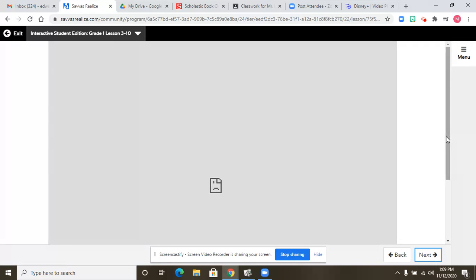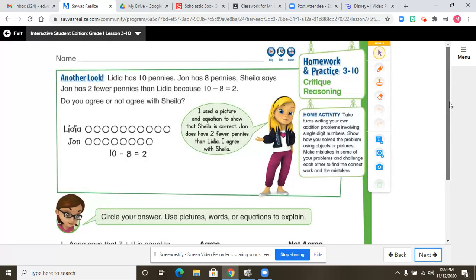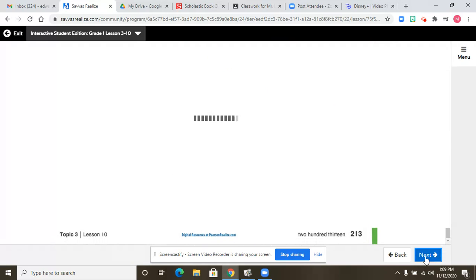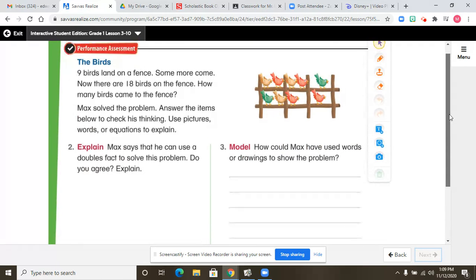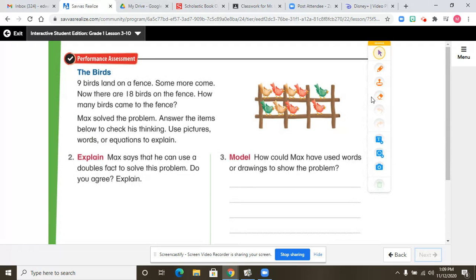When you're done with that, if you need some extra practice, it's not showing up, but you can do page 212. You can also do page 213 and 214. Now, you don't have to do every problem on each page. If you want to just pick a couple from each page and do it, that would be great. Any extra help is always good.